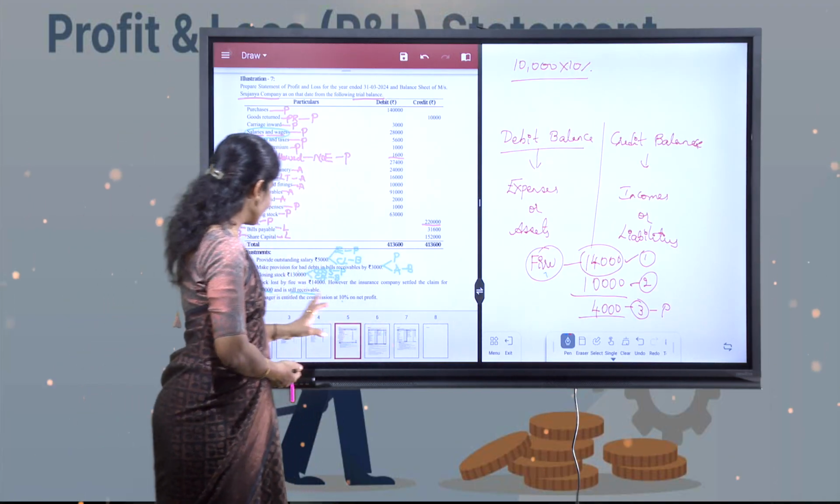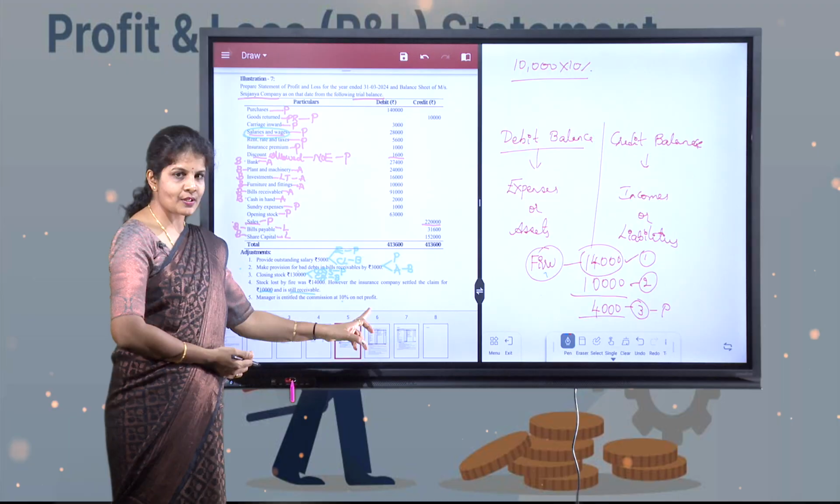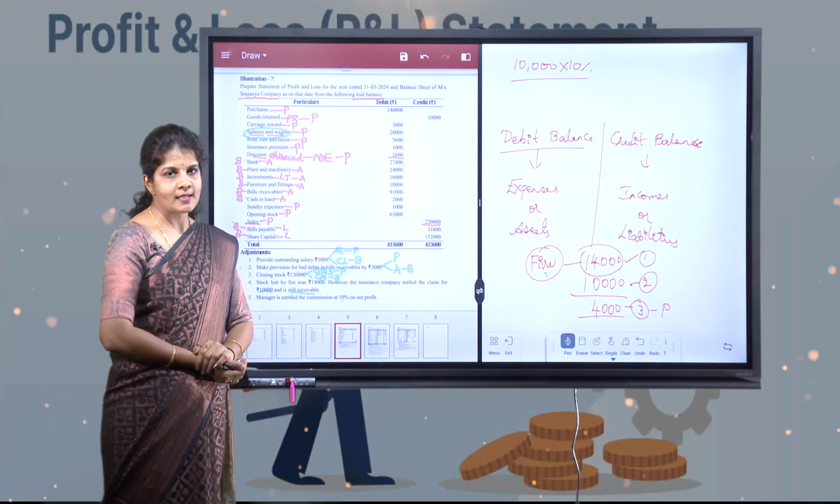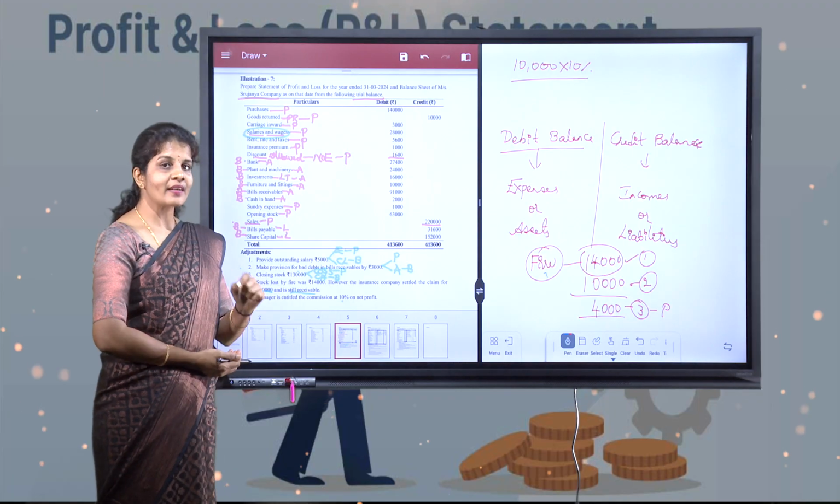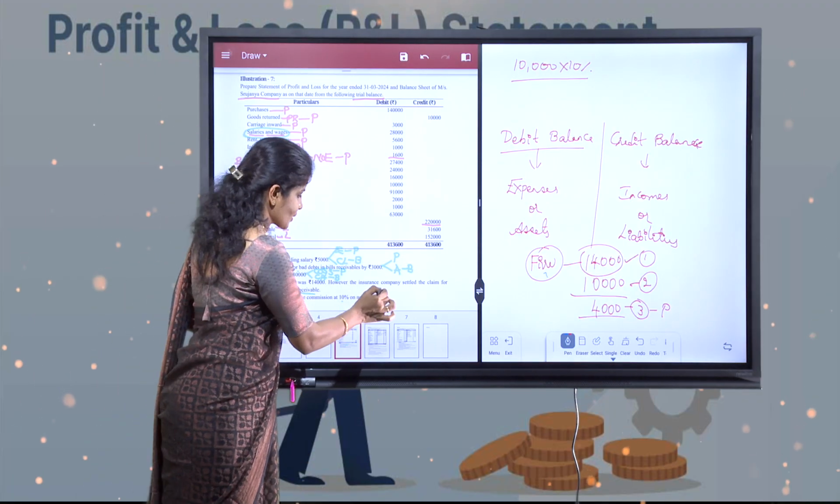Hope you have cleared with this manager's commission. You understand how to calculate this manager's commission, but where we have to take it, 2 times we have to adjust, correct?